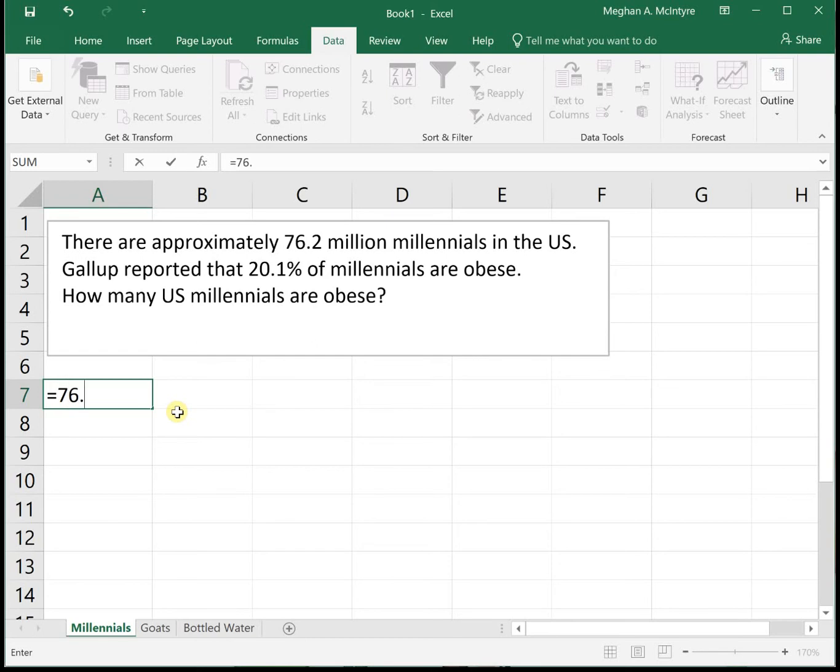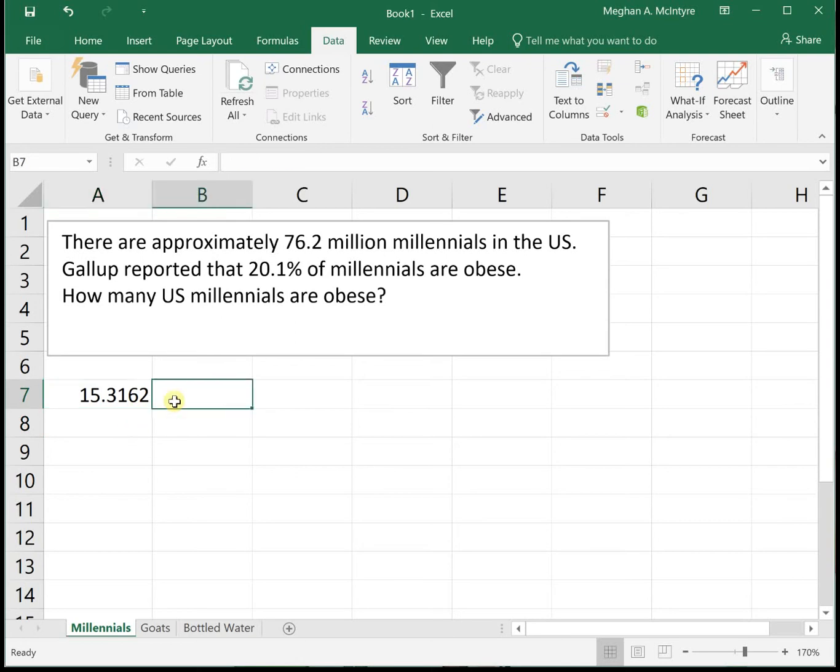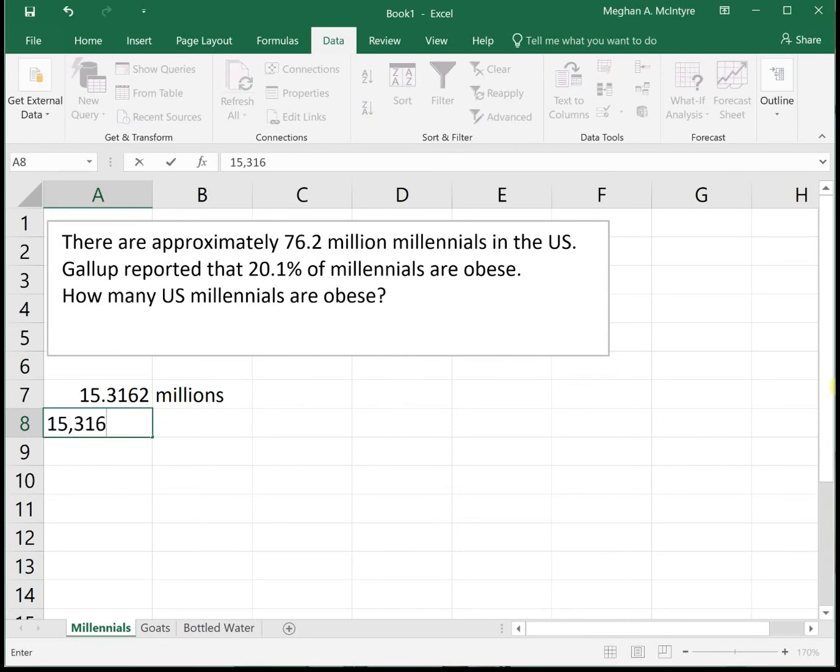So we'll do 76.2 times the 20.1%, but in order to do a percent, we've got to move the decimal place two spots to the left, so that'll be 0.201. So we come up with an answer of 15.316, and this is in millions, so we could write it out as 15,316,200 millennials that are obese.